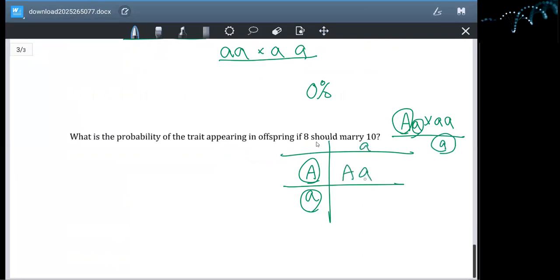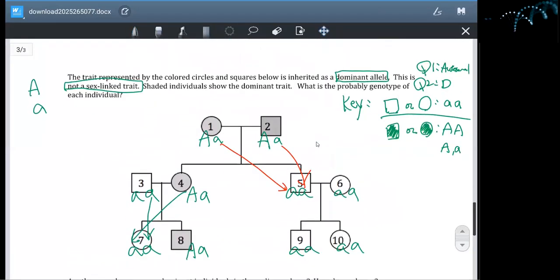So let's do our Punnett square. And what is the probability of the trait appearing? What is the trait again? It's the dominant one. This will have it. So 50% will have the trait. That's why this is scary. You only have one carrier, and it will for sure have 50% of its offspring having this trait. That's why dominantly inherited traits, the penetrance is significant. Every generation sees it.